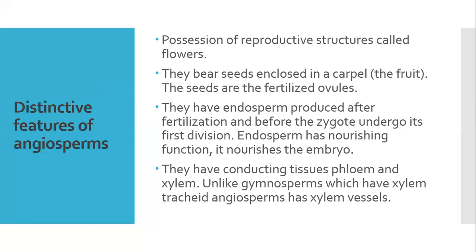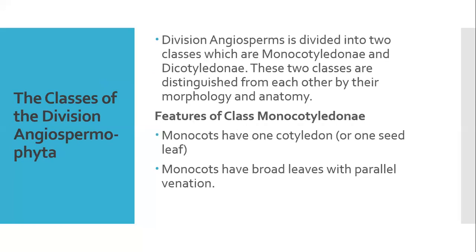These conducting tissues, as I said before, are the xylem and the phloem. Unlike gymnosperms, which have xylem tracheids, angiosperms have xylem vessels. Let's see the classes of this division Angiospermophyta. This division is divided into two classes, which are Monocotyledonae and Dicotyledonae. These two classes are distinguished from each other by their morphology and anatomy.